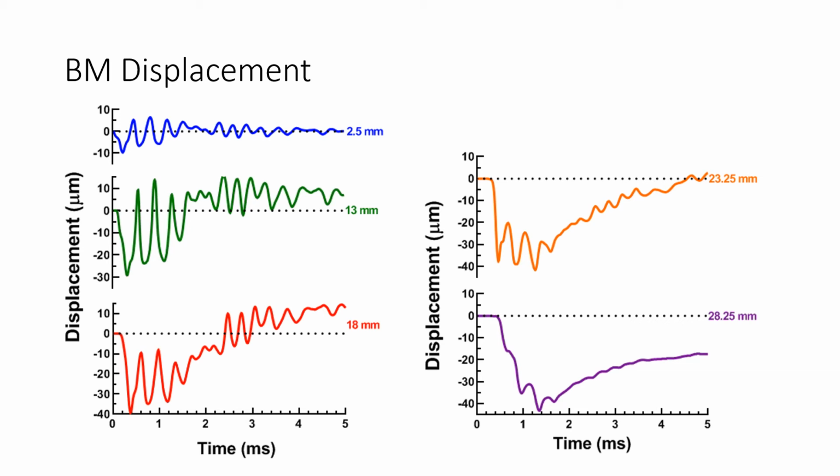Interestingly, the spiral model basilar membrane displacements closer to the apex of the cochlea seem to be responding to a low frequency signal in addition to their higher frequency vibrations. The longer negative wave, appearing at the start of the 18 mm, 23.25 mm, and 28.25 mm displacements, was not observed in the straight cochlea results.